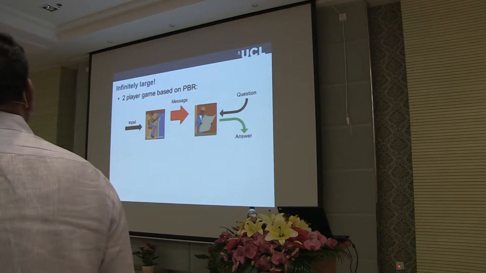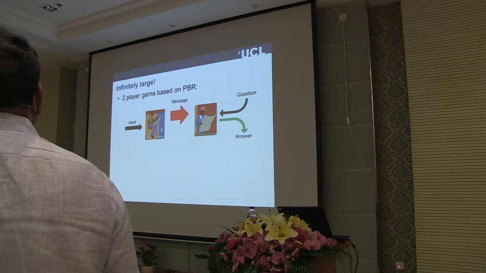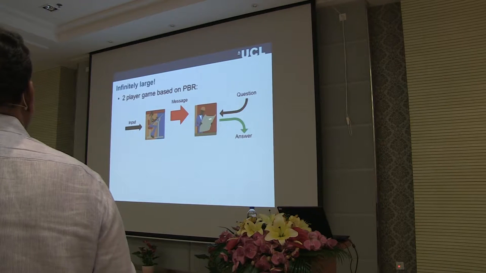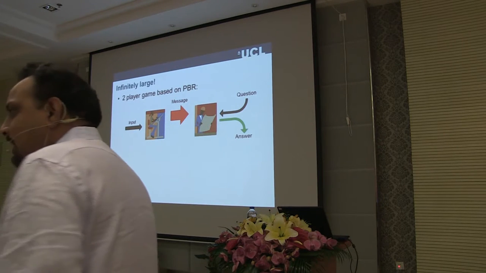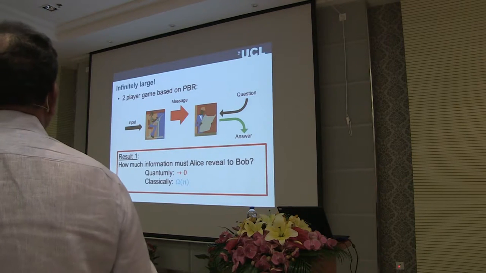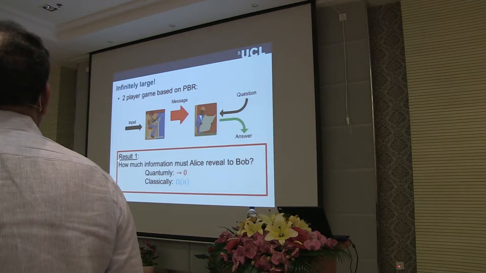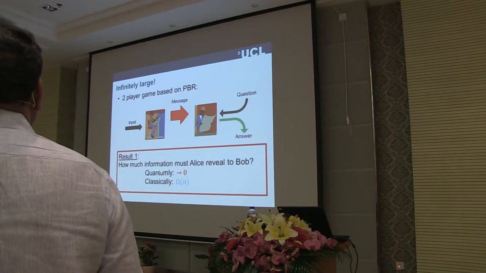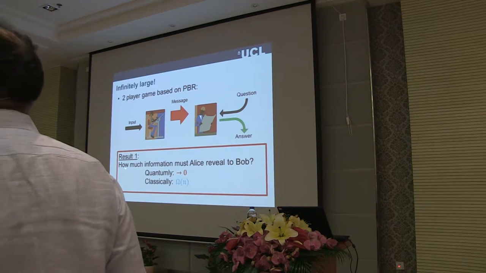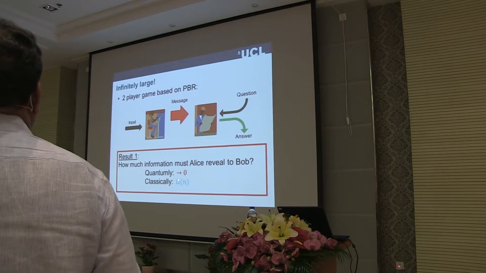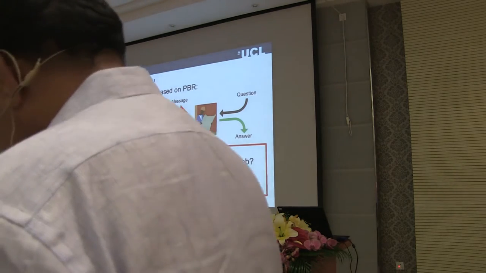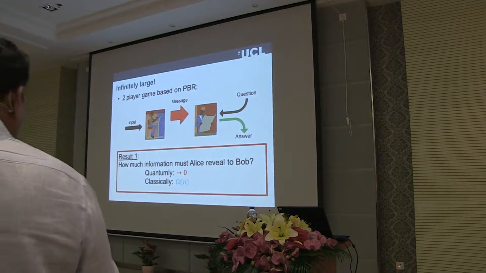So the game is as follows. We have an input that this player, Alice, receives. She sends a message to Bob. Bob has a question, and Bob has to give an answer. So the setting is simple. We will exhibit a particular game in which, this is our first result regarding information loss, the information that Alice must reveal to Bob, for quantum protocols, tends to zero, whereas for classical protocols, it's omega of n, for n-bit long inputs and n-bit long questions. So that's the result about information loss.